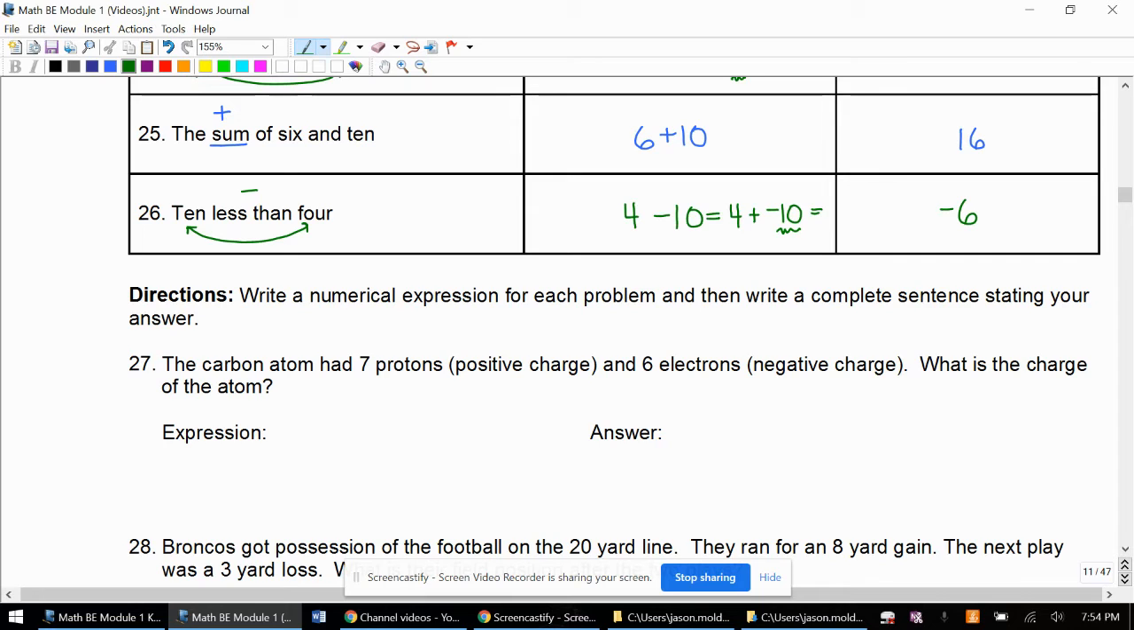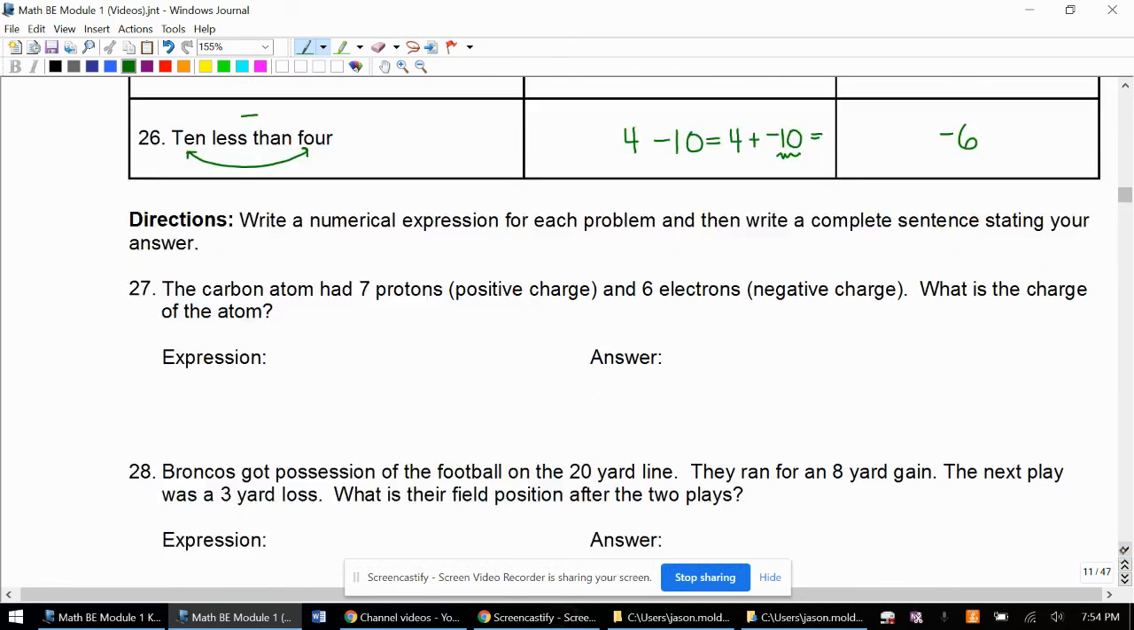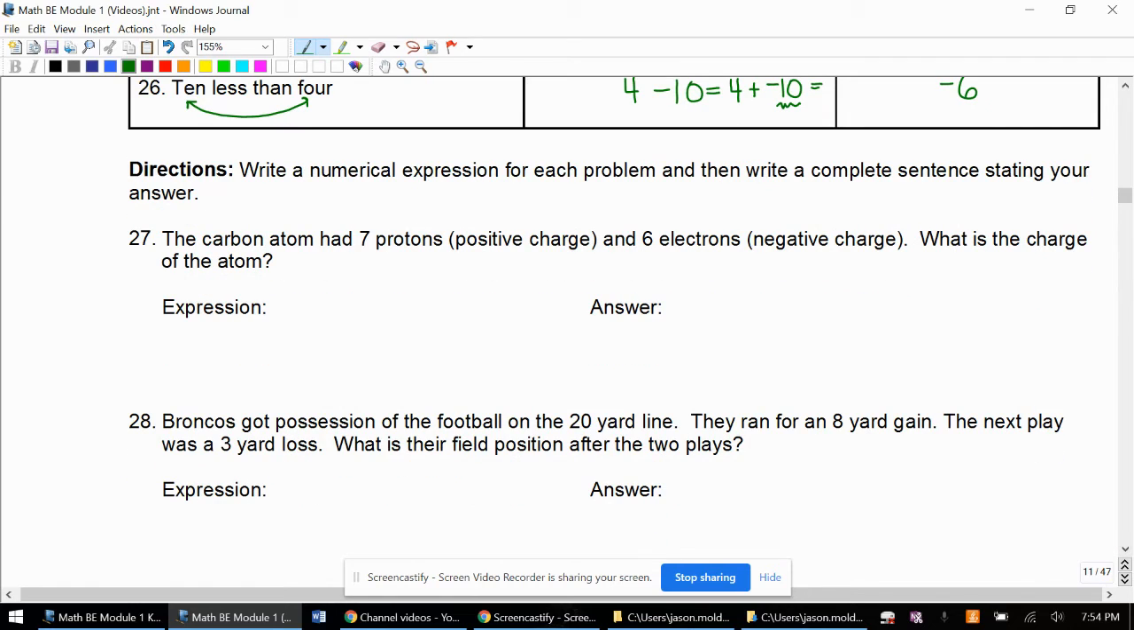Let's look at just 2 of these word problems. We're going to write a numerical expression and then write an answer in a complete sentence. And we're only going to do 27 and 28. The carbon atom has 7 protons that are positive and 6 electrons that are negative. What is the charge or the total of the atom?